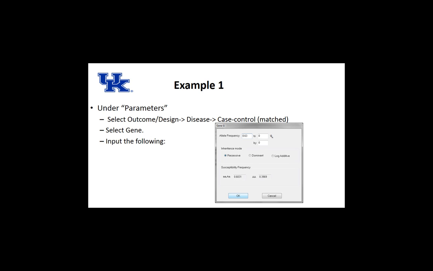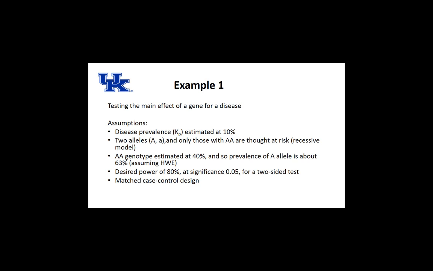But go ahead, Rich. Is there any conflict between disease prevalence and matched case control? Like, are those linked up? Do you have one case for 9 controls in this design? No, they don't have to match the prevalence. 10% is a population parameter. The 10% is a population parameter. Exactly.